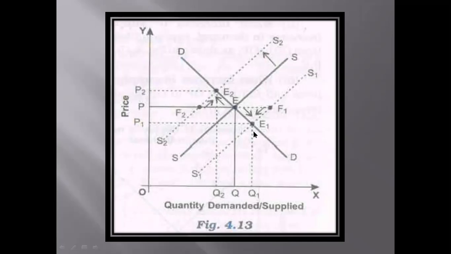So this is the diagram where both increase and decrease in supply is shown in one diagram, your demand being constant. So please go through the notes and the slides also, children, and please draw the diagrams in your notebook.